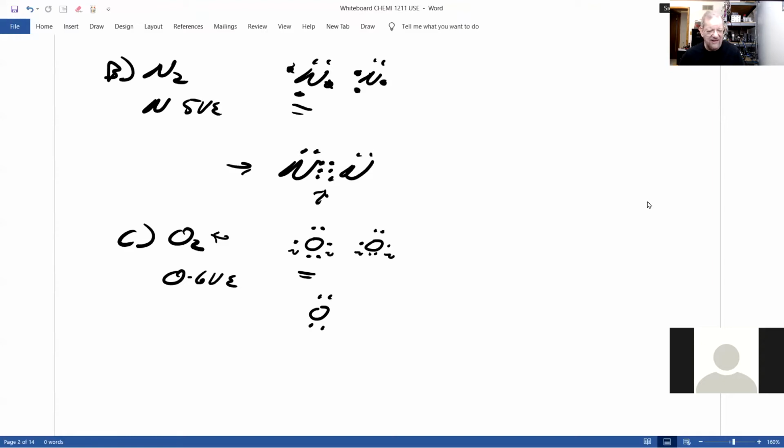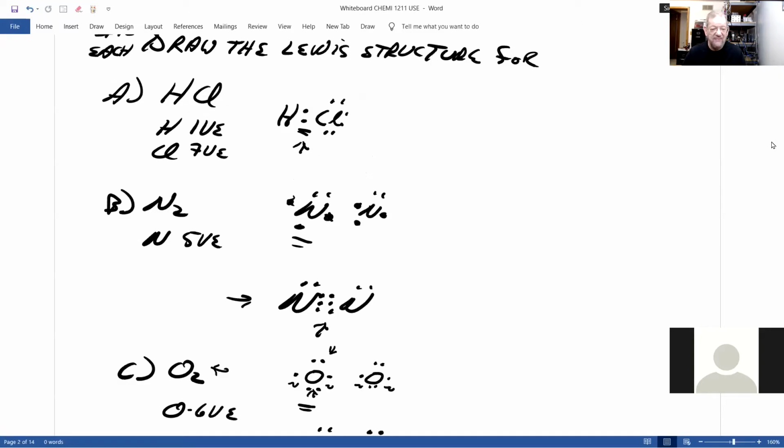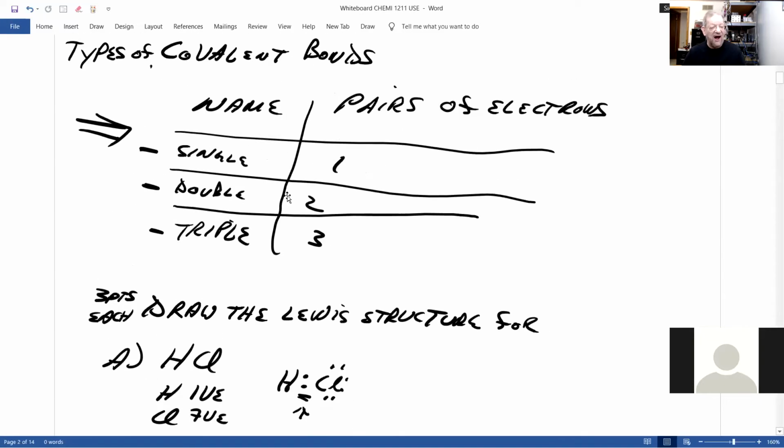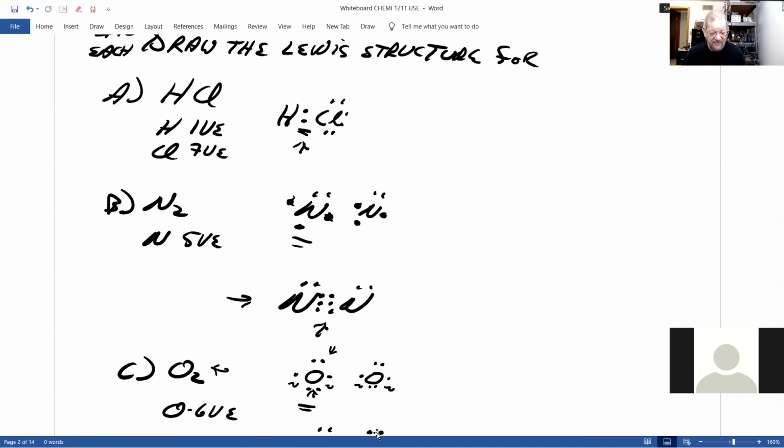And they do. Now, the non-bonding electrons come along for the ride. And that's how you do it. And what kind of bond holds 2 oxygen atoms together in oxygen gas? Oh, 2 pair of electrons. It's a double bond.